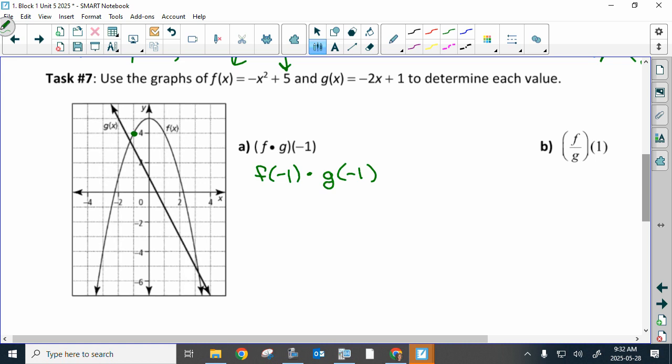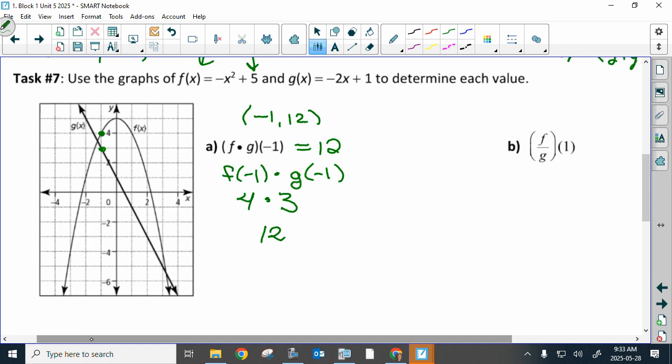X squared plus... Okay, negative 1. So f of negative 1 is just like 4. If you're given a number, go straight to the y value that corresponds to that x value, right? And then g of negative 1 is 3. So this becomes 4 times 3, which is 12. So the ordered pair on the resulting function is negative 1 and 12. The x value is negative 1. The output becomes 12.